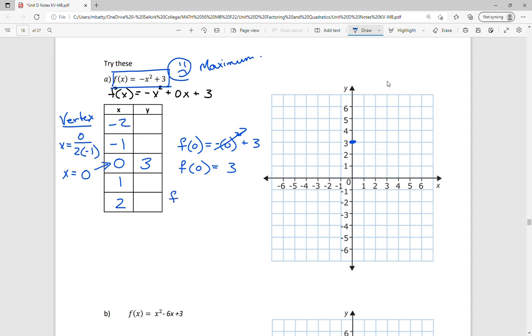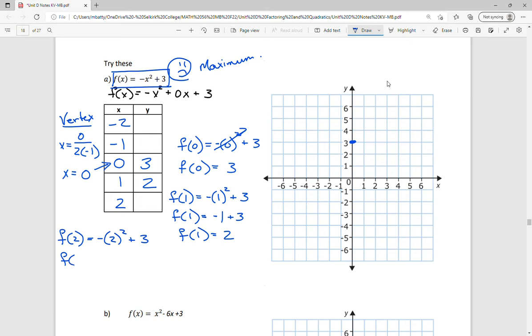I'm going to go to the positive numbers first. I'm going to go f at 1. I would have negative of 1 squared plus 3. So f at 1, watch your signs, make sure you're subbing in with brackets. F at 1 would equal 2. So I can graph that on my ordered pairs, or I could just carry on. I'm going to do f at 2 next. Negative of 2 squared plus 3. I get a negative, I have 2 is -1.